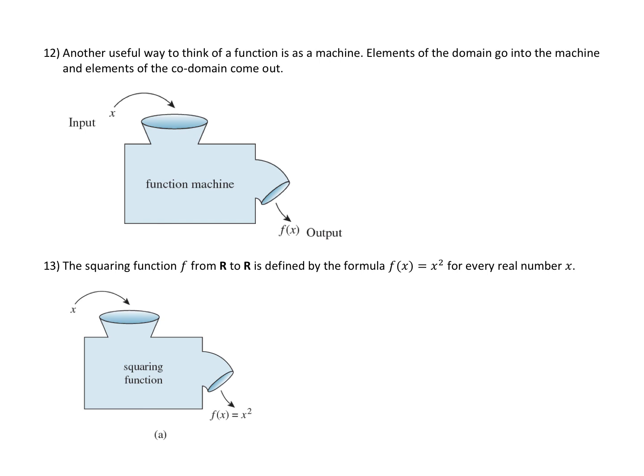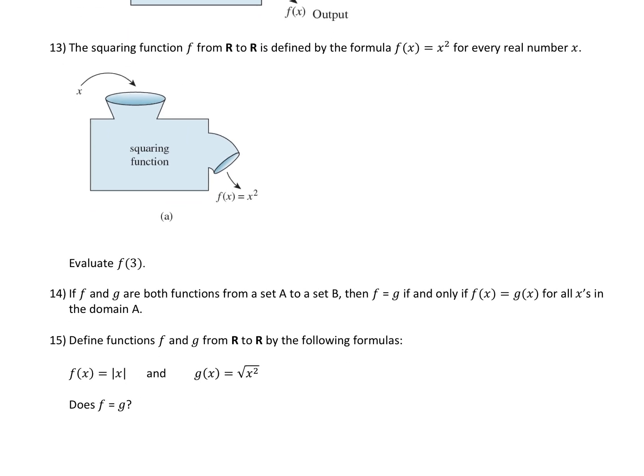So for example, a simple function is the squaring function. It goes from the reals to the reals. So you input real numbers and you output real numbers. And we're going to define it by the formula f of x equals x squared. So you put in x's and out come x squareds. So just as a little practice, evaluate f of 3. That would be 3 squared, right? You put a 3 in, turn the crank, out comes 3 squared, and you get 9.